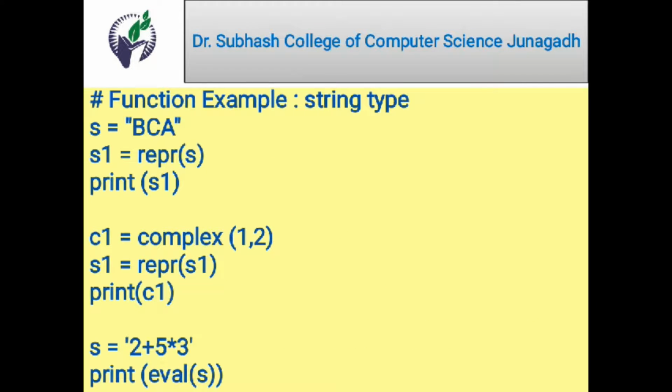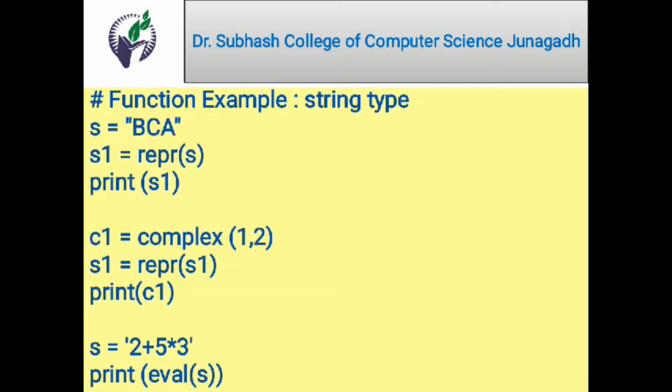Here s is BCA, and s1 is its repr, the regular expression. s converts to an expression string. Print s1, again it will be the value BCA. c1 equals complex(1, 2), which we have seen. It will create a complex number. Then we will print c1, so the converted string of the complex number value will be printed.